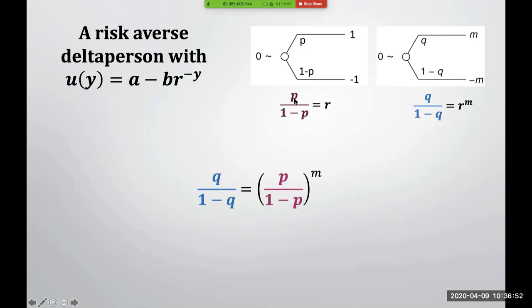So R is equal to the risk odds of $1, so we can replace the R with P over 1 minus P. That means the risk odds of winning or losing M dollars is just the risk odds of winning or losing $1 raised to the power of M.